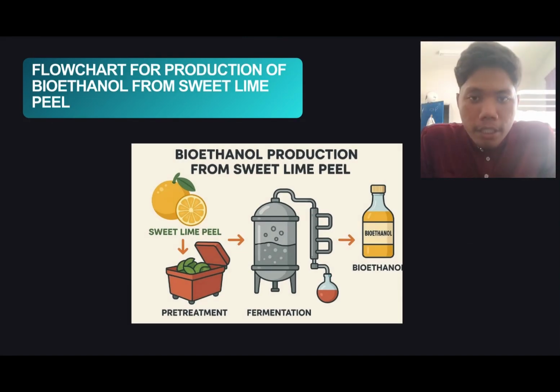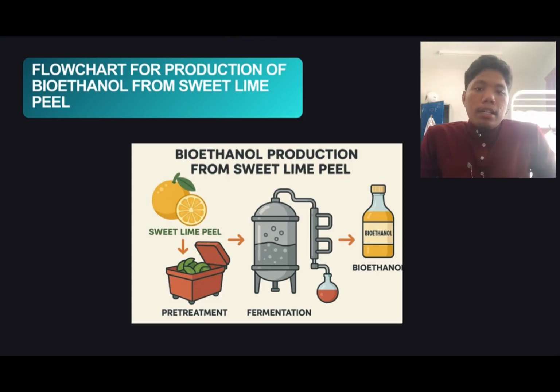Let's take a look at the simple flowchart. In the flowchart we can see there are four steps of production. The first one is collection. The outer peel of the sweet lime fruit is collected at the start as the biomass. The second part is pre-treatment, where the peels undergo a process to break down complex substances and make the sugar more accessible for fermentation.